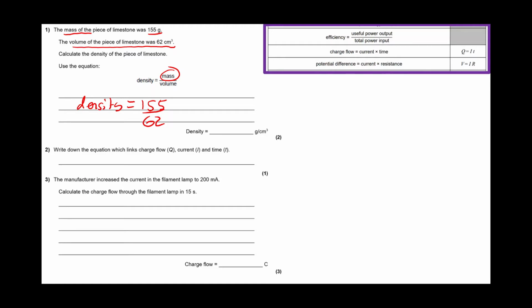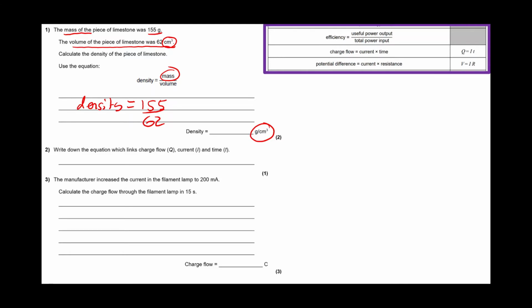Now, I will point out here, normally we would convert grams into kilograms, and we'd have to do something with centimeters cubed as well. But the unit they're looking for is grams per centimeter cubed, so we're going to leave it in those units. We're not going to do any conversion because you've got the same units in the answer there, okay? Some people think you need to cube this number. You don't, okay? The cubed is just on the unit. The unit is centimeters cubed. We're not cubing 62 here, okay?